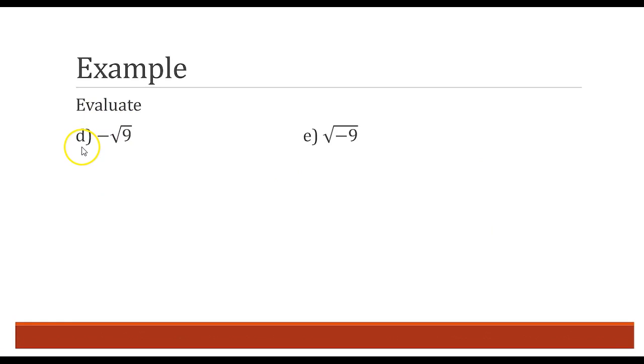And now we move on to part D. We have a negative on the outside and the square root of 9. Since the negative's on the outside, it stays on the outside. It's like a negative 1 times whatever the value of the square root of 9 is. The value that we have to square to get 9 is 3. So it's like negative 1 times 3, which is negative 3. It's very important that the negative was on the outside.